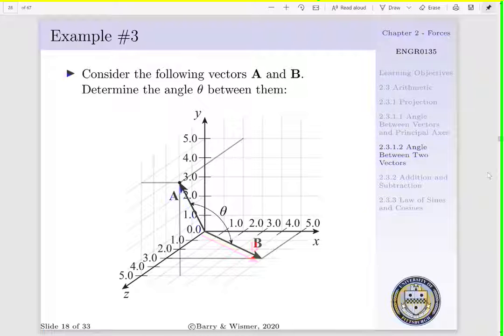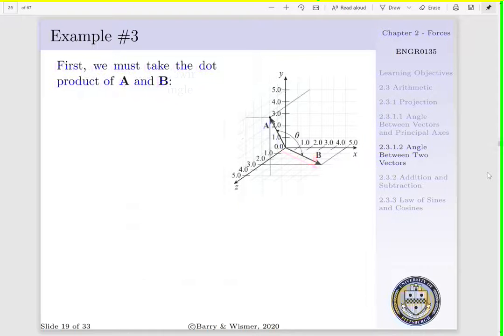Let us look at an example of how we do this. Say we have vectors a and b, and we want to determine the angle theta between them. First, we must take the dot product of a and b. A is going to be defined as 2.0, 5.0, 5.0. B is defined as 5.0, 0.0, 3.0.